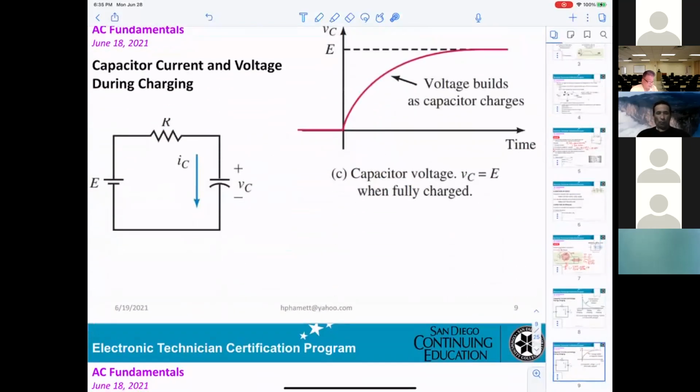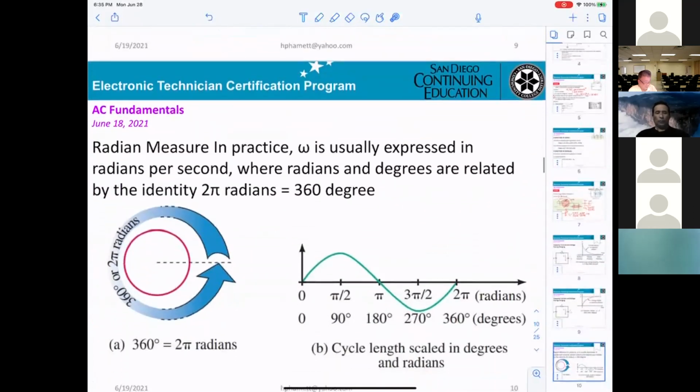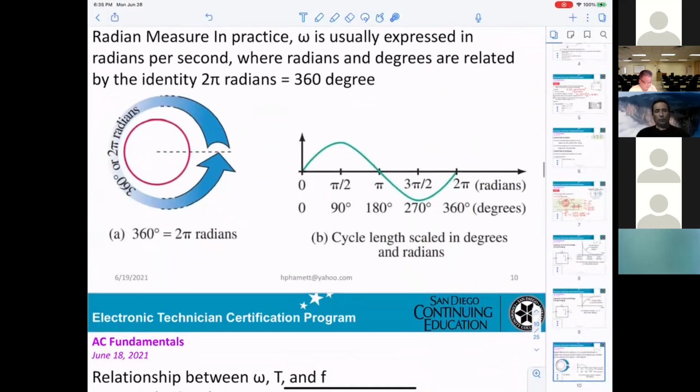And this is charging. They start at voltage 0 on the capacitor, and they keep charging up to the point they go to steady state. That means they equal the E voltage here, and no more charging. This is full charge. Capacitor voltage VC equals the power supply E when fully charged. Okay, so that basically just displays for you a complete sideways cycle here.